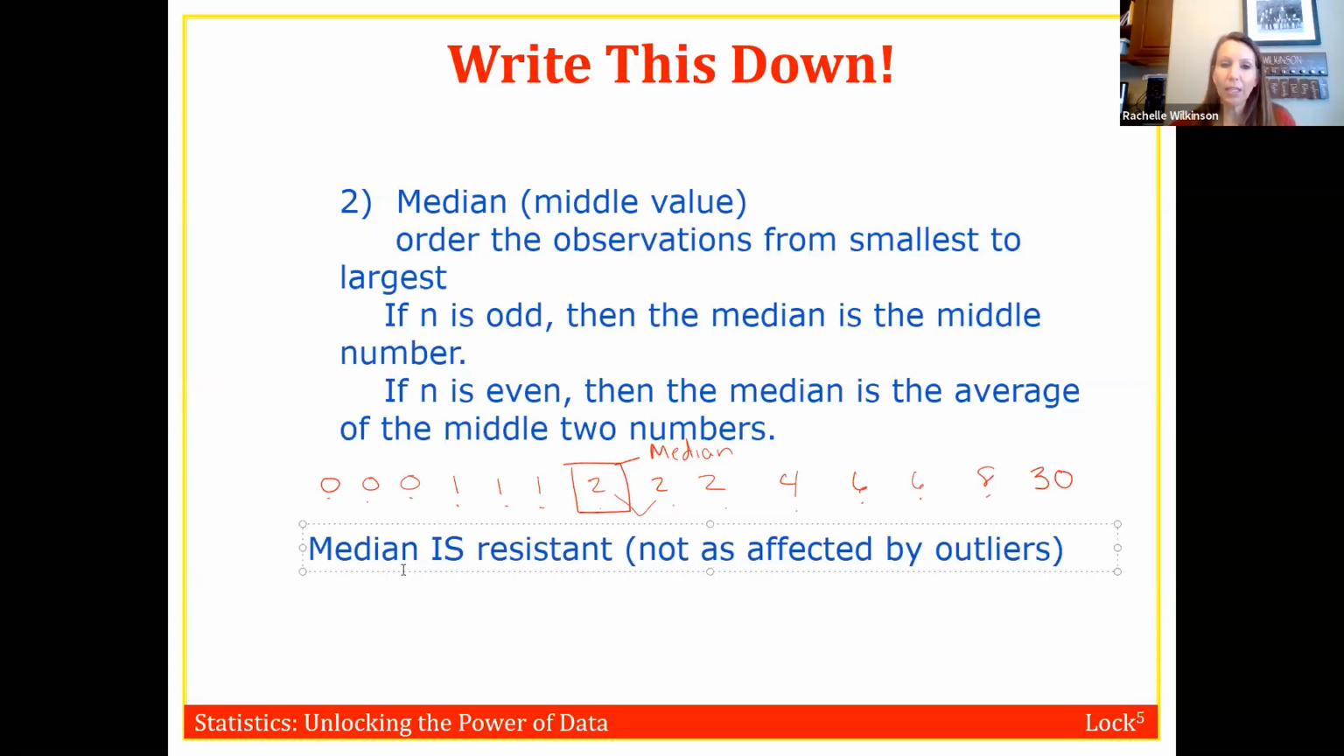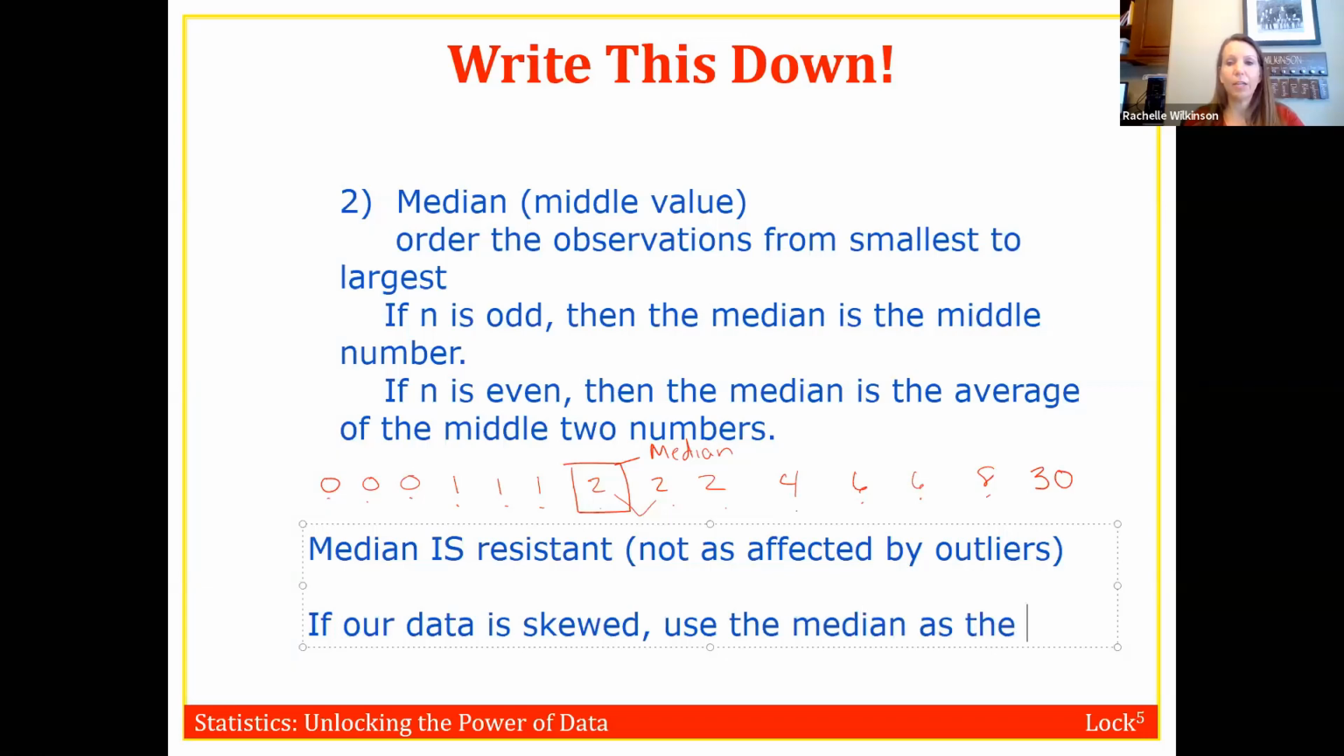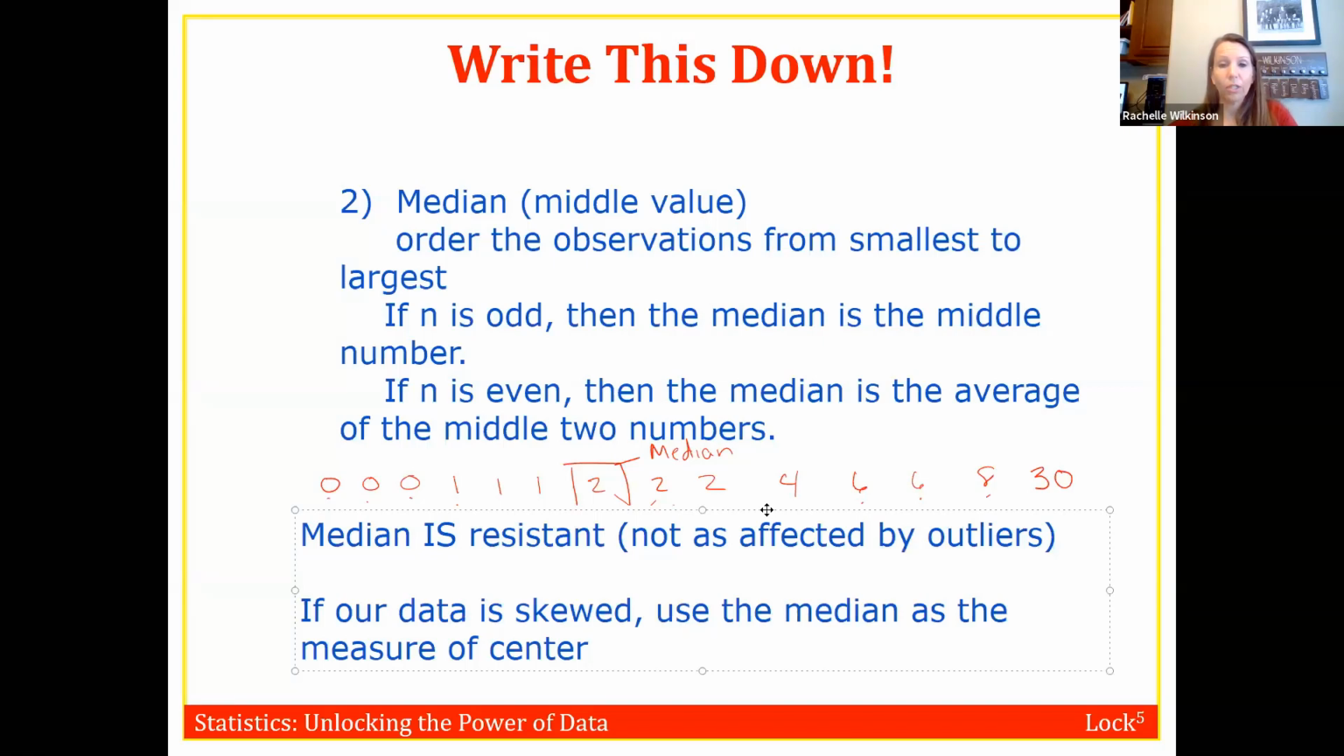So because the median is resistant, if your data is skewed or has a really large outlier, like it would if we had the crazy cat lady, okay, then we're going to use the median as our measure of center. So if our data is skewed, use the median as the measure of center, because it's not going to be as affected by those outliers. So it's going to give us a more accurate value for a typical value for our data set.